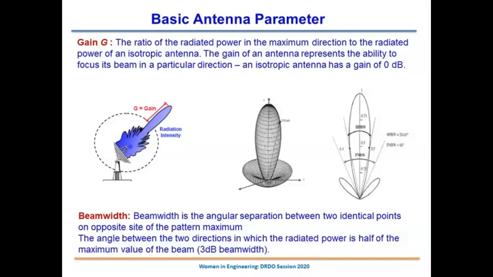So gain, as I was mentioning, is related to the pattern of an isotropic radiator, but when you focus it into a particular direction, the amount that you get from that antenna is basically the gain. It will tell you the gain of that particular antenna. For an isotropic radiator, we consider it as 0 dB, so gain is considered with respect to that. The other is the beam width. Beam width is basically the angular separation between two identical points on opposite sides of the maximum of the beam pattern. If it is taken at the half power point, then it is called the half power beam width or 3 dB beam width of the radiation pattern.